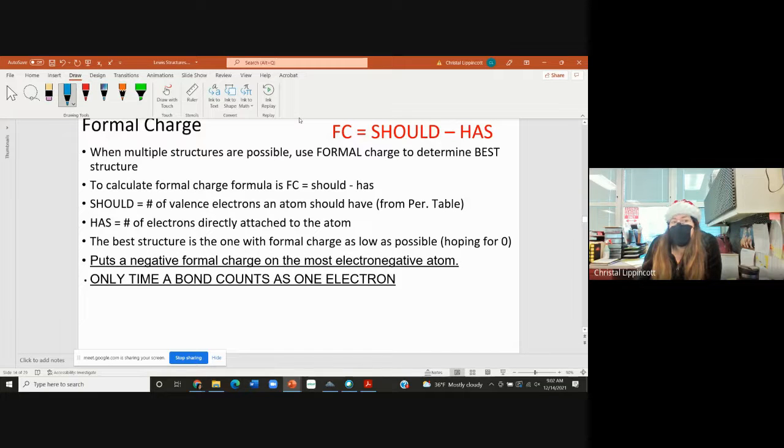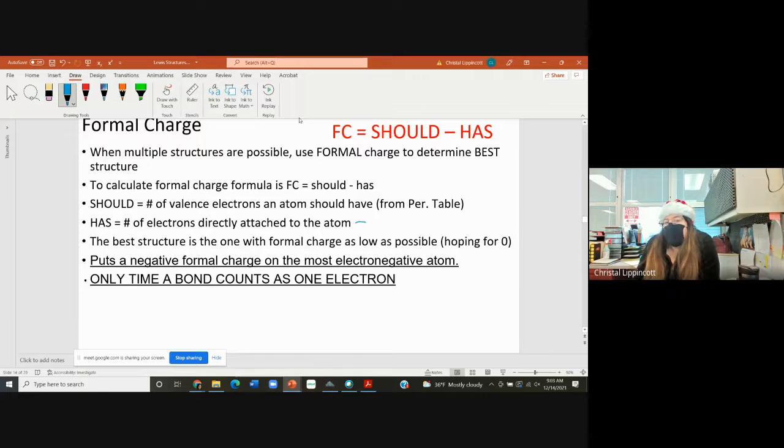The should is the number of valence electrons that an atom should have off the periodic table. So this is the counting of the periodic table: 1, 2, skip the D block, 3, 4, 5, on to 8. Does that make sense? So that's your should. Your has is how many electrons are directly attached to the atom. Here, this is the one kicker that gets people in this method. But trust me, it's much easier than the other options.